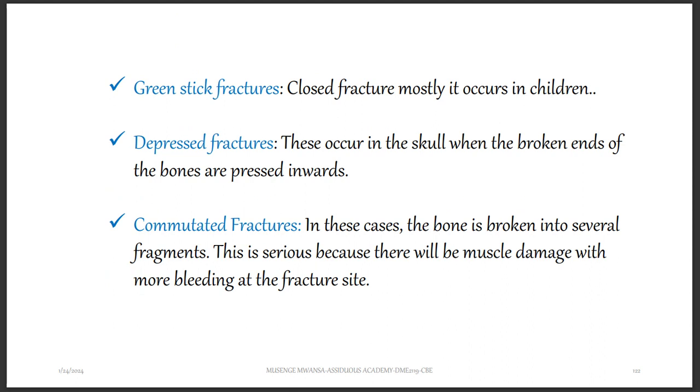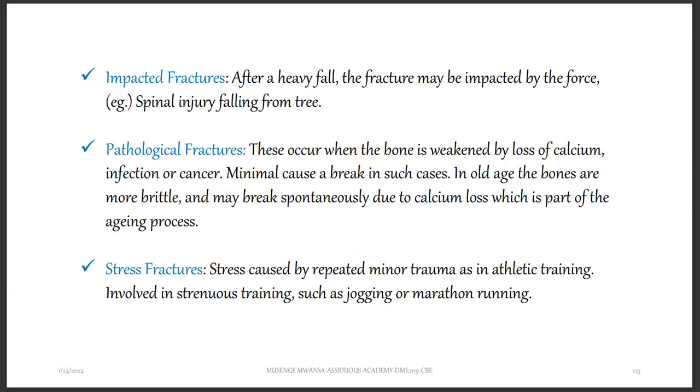And then there's a comminuted fracture. So in these cases, the bone is broken into several fragments. That is a comminuted fracture. This is serious because there will be muscle damage with more bleeding at the fracture site. Okay. There's also an impacted fracture. After a heavy fall, the fracture may be impacted by the force. For example, a spinal injury from falling from a tree.